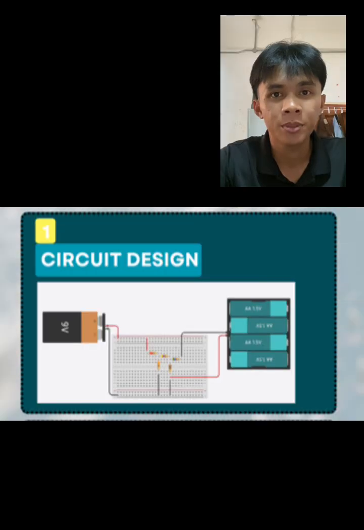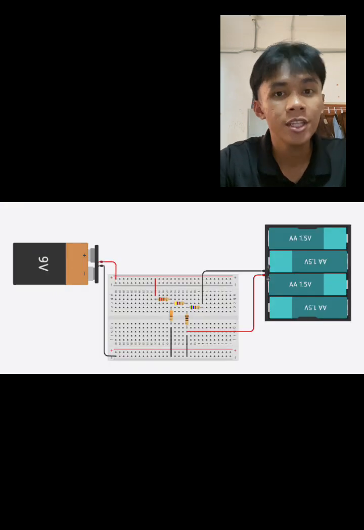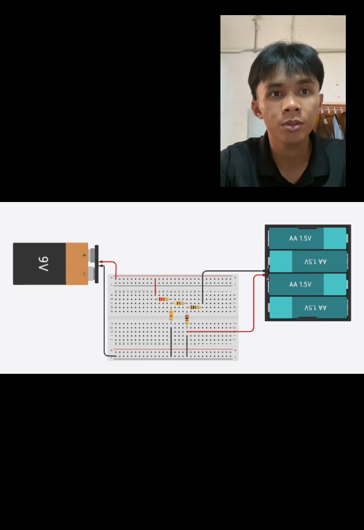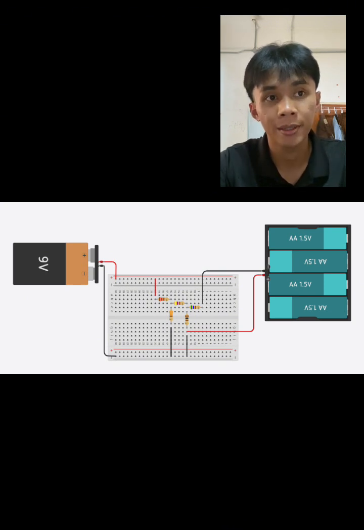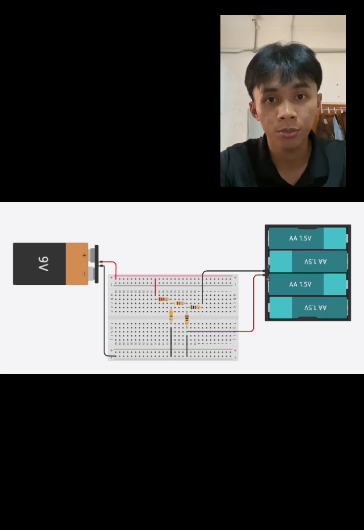For today, I will be presenting the circuit design. This circuit implements mesh analysis to solve a power distribution problem involving two DC sources and 5 resistive loads. It simulates the internal power management of a hybrid device such as a solar integrated power bank. For the component selection, using Tinkercad, the circuit is constructed on a standard breadboard using the following components.